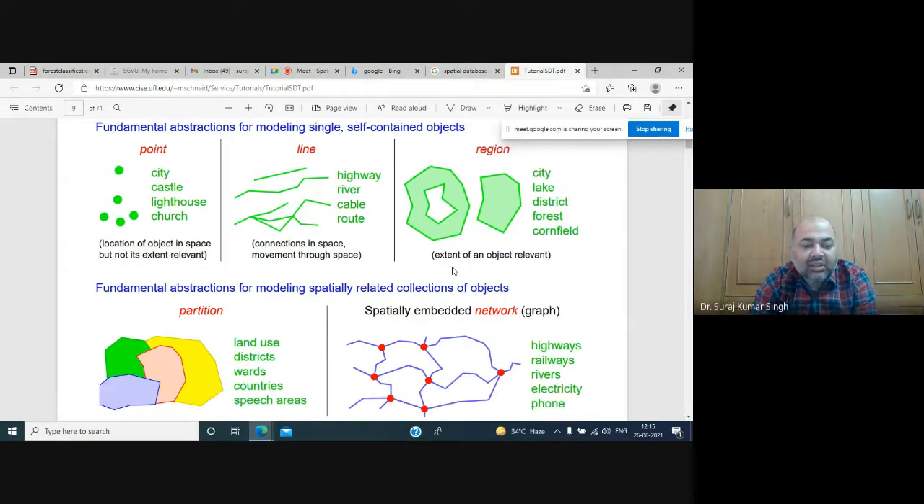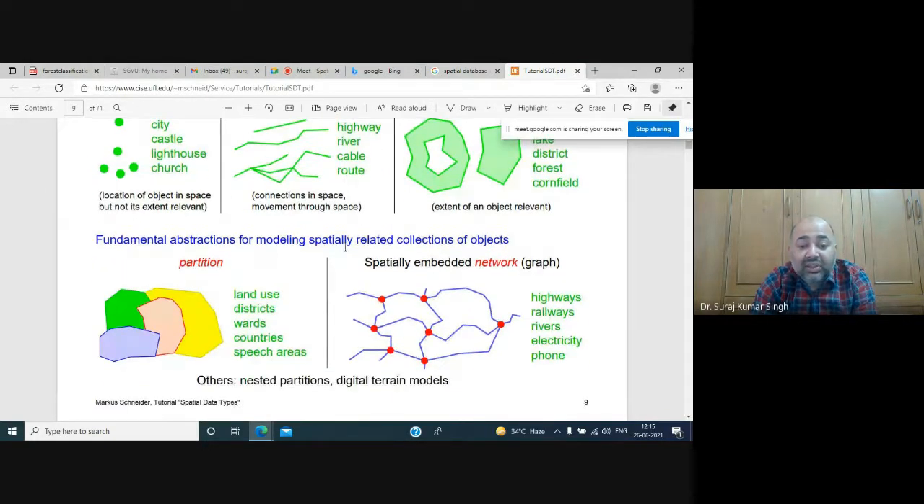And the fundamental abstraction for modeling spatially related collections of objects is partition of the data. So what we have to do is partition the data, like by land use, district-wise, ward-wise, country-wise, speech area, then spatially embedded networks like highways, railways, rivers, electricity, phone.